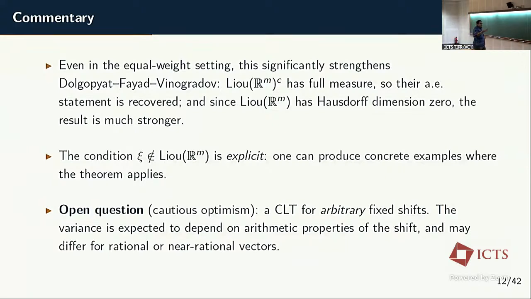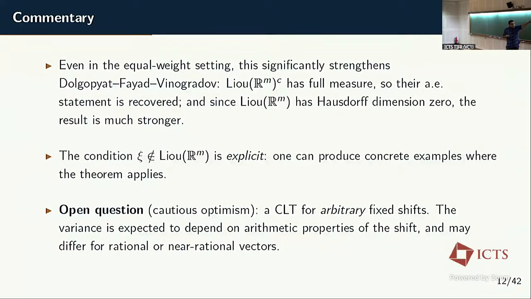But this leads us to this question over here, which is that Wolfgang Schmidt's result was true for any fixed shift. He did not have to assume it was Liouville or not Liouville or anything at all. He could fix whatever shift he wanted and get an asymptotic count. Is it possible to get a CLT for any shift? And the situation is kind of strange.